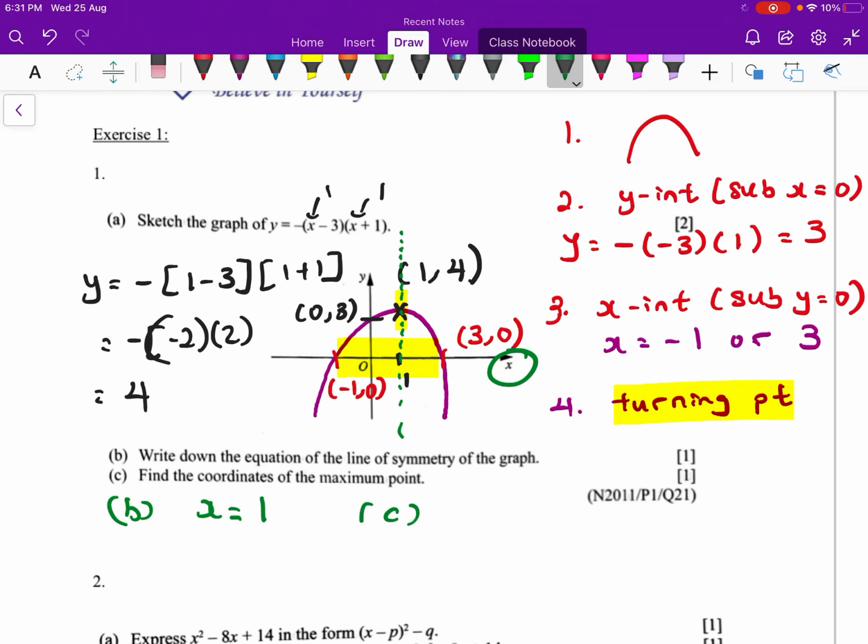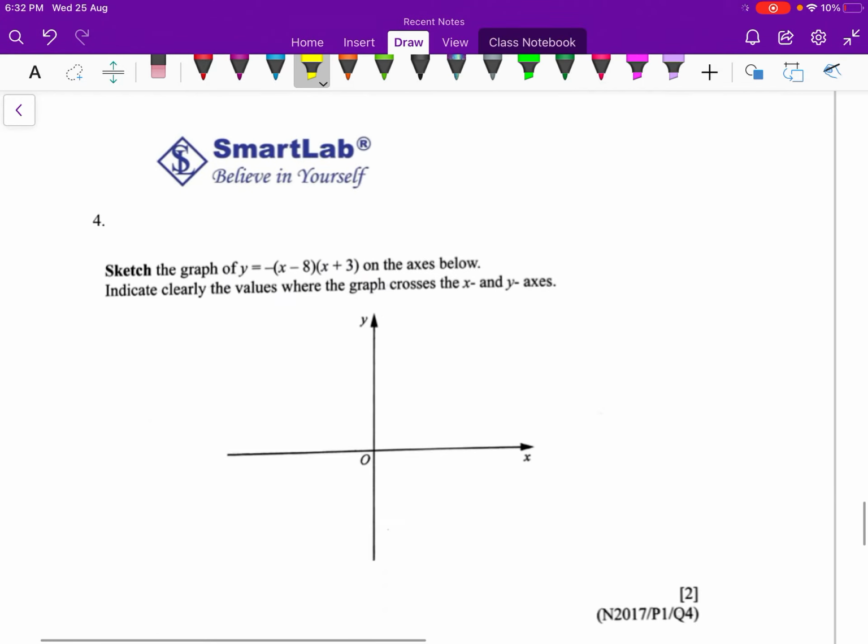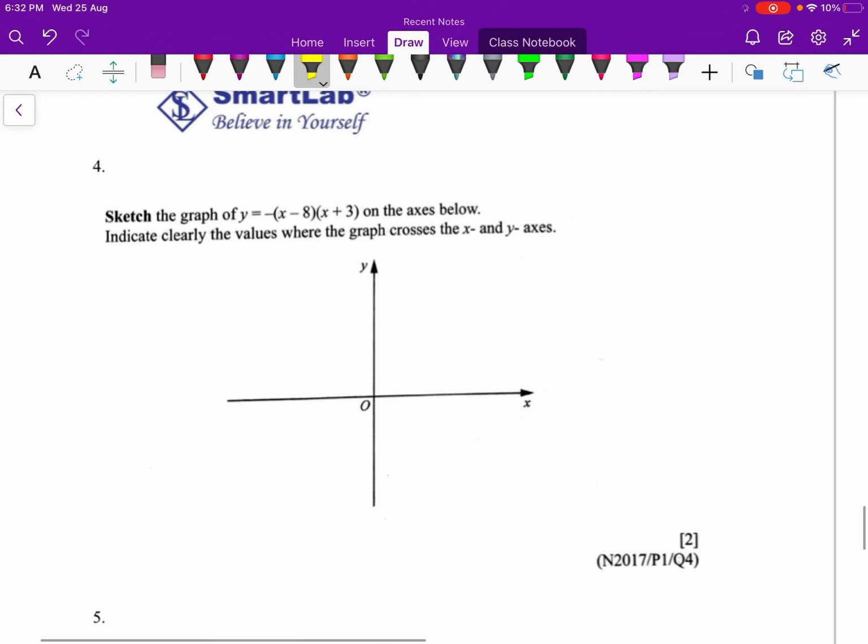Then part C, actually don't need already, right? Find out the coordinate of the maximum point. This one I already done for you already. (1, 4). Alright, so this is how we do the type 1 question. Especially when you see this kind of form given to us, we just use the type 1. Don't need to expand out and then do our complete the square. There's no need to do that.